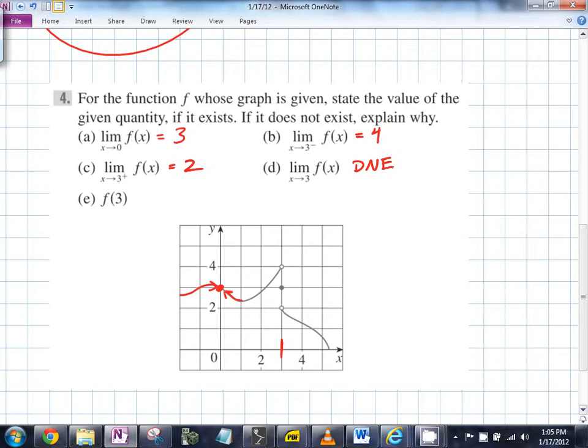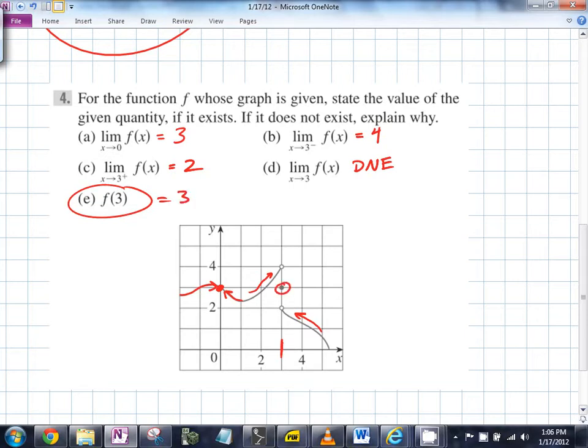The bug is traveling along here, it goes to 4. The bug is traveling along here, it goes to 2. Is 2 equal to 4? No. So therefore, the limit is said to not exist. What about here? What is f of 3? I wrote y is 3. Yeah, it's just 3. It's right there. The left and right-hand limit can be different than the actual function value.